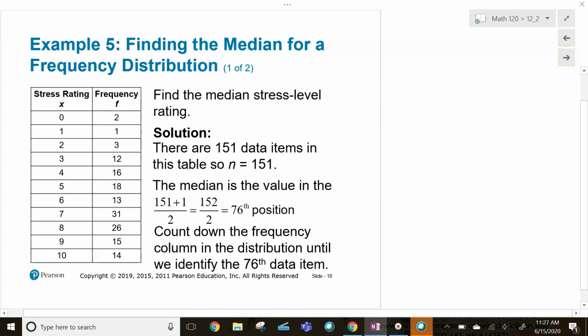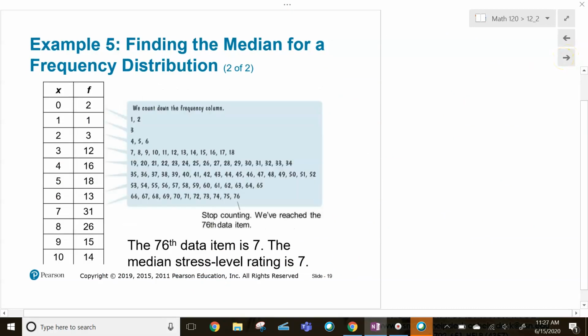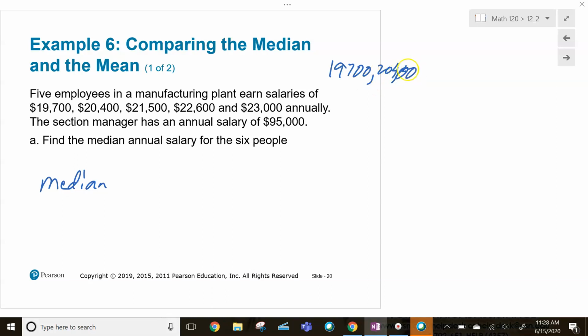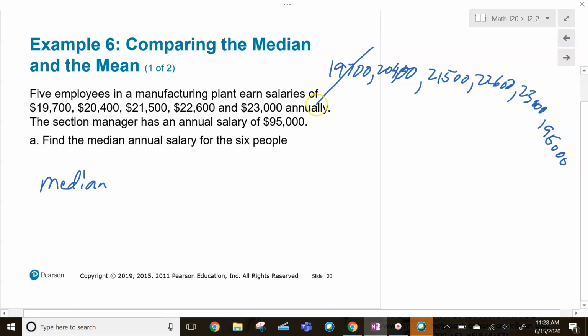Here it is. It's written out here. And that's the description there right now, right? Again, you're adding them up. All right, 5 employees in a manufacturing plant earn salaries of $19,700, 20,400, 21,500, 22,600, 23,000, and finally 95,000. So who's in the middle?